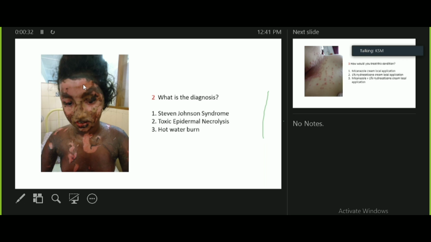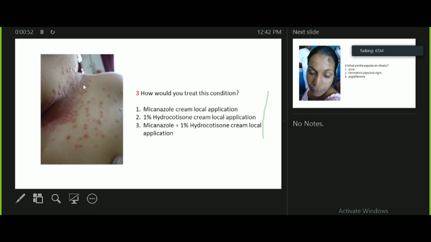What is the diagnosis here? This is toxic epidermal necrolysis. So when the body surface area involvement is less than 10%, we call this Stevens-Johnson, and 10 to 30% involvement, we call it SJS-TEN overlap, and when more than 30%, it's toxic epidermal necrolysis. So what is this condition? It's a candidiasis, common in the neck, especially when kids are wearing that black thread with a pendant. So this is very commonly seen. Candidiasis treatment is miconazole cream, local application.